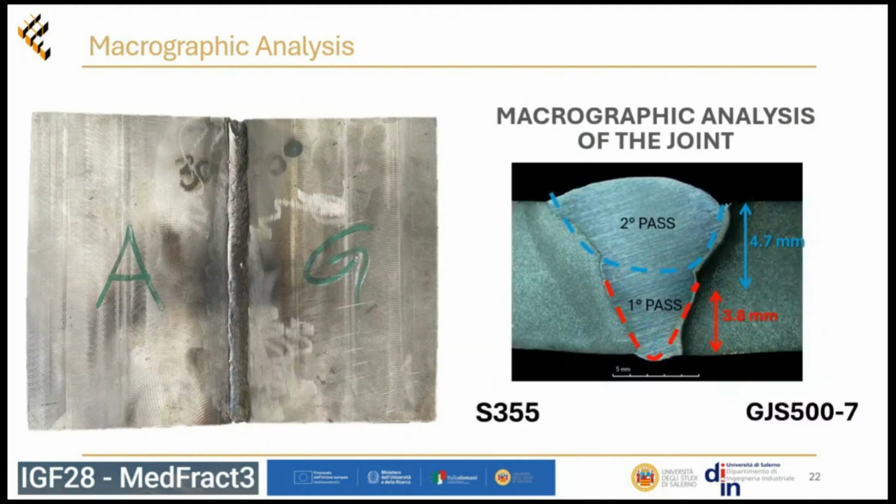After, we performed the macrographic analysis to evaluate the different zones in the joint, to measure the thickness of the 2 passes, and also to search for some defects inside the joint. But as we can see, also in the macrography, no particular defects are present.